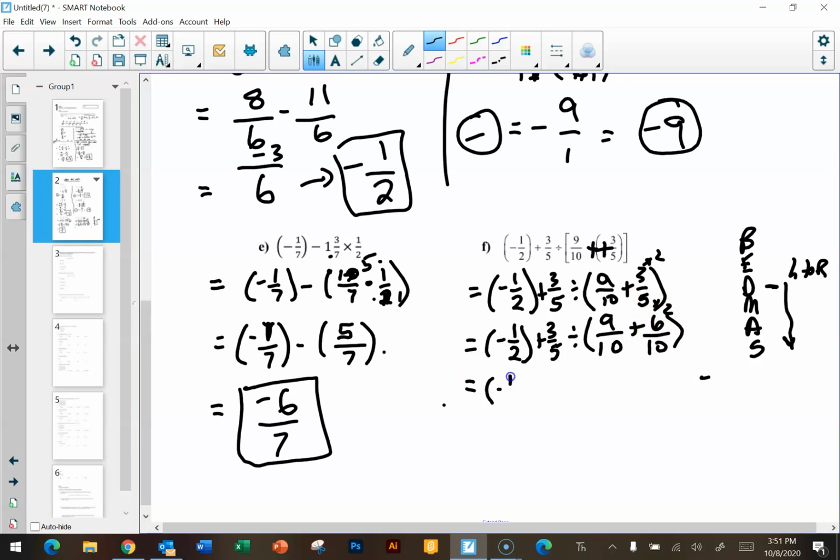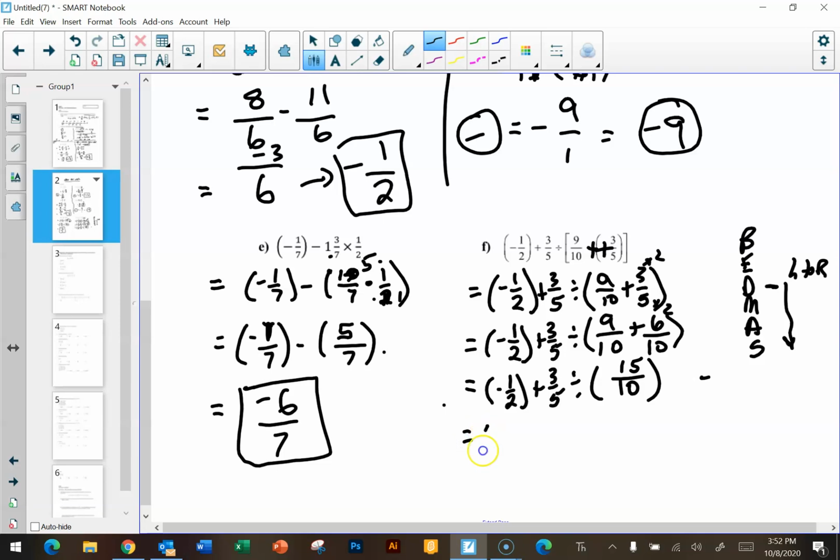So that equals negative 1/2 plus 3/5 divided by, and then what we're going to have at the end here is 9 plus 6 over 10. So that's going to be 15 over 10. All right, so we took care of the brackets. Now what's next? No exponents. Do we have division or multiplication? Yeah, we do. We don't have multiplication, but we've got division.